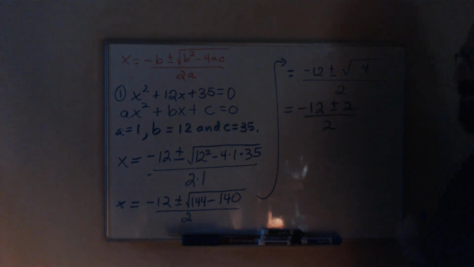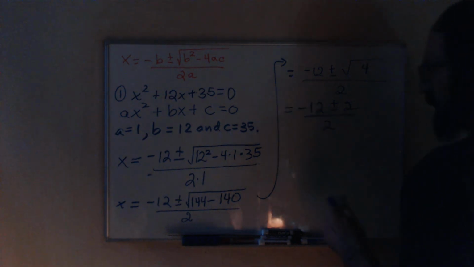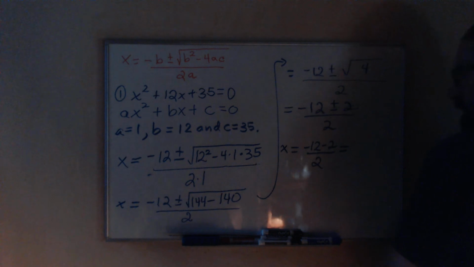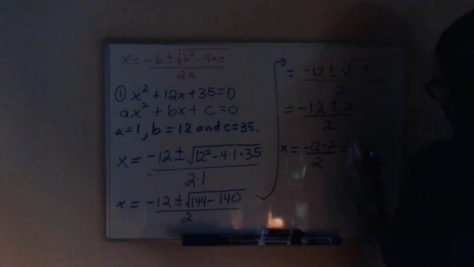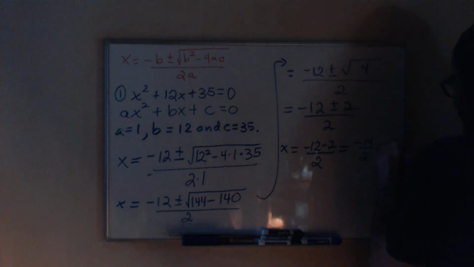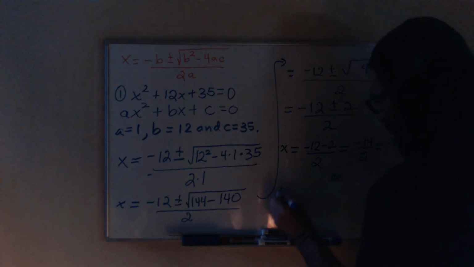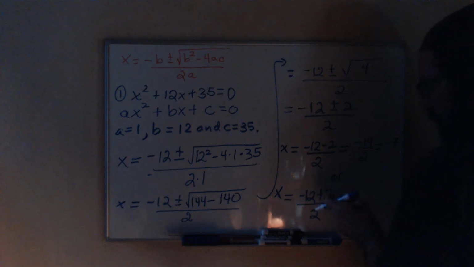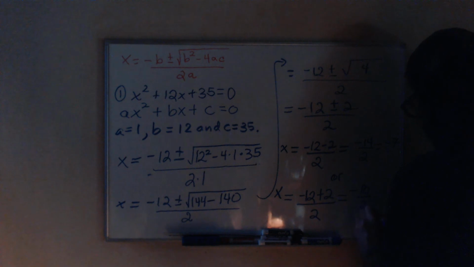Because we've completely gotten rid of the square root, split that up into the two cases. Negative 12 minus 2 over 2, and I'm going to simplify that. Then we'll handle the addition case. It's going to be negative 14 over 2 equals negative 7. And in the addition case, negative 12 plus 2 all over 2. Again, we've got to do the addition here before we do that dividing. Negative 10 over 2 is negative 5.